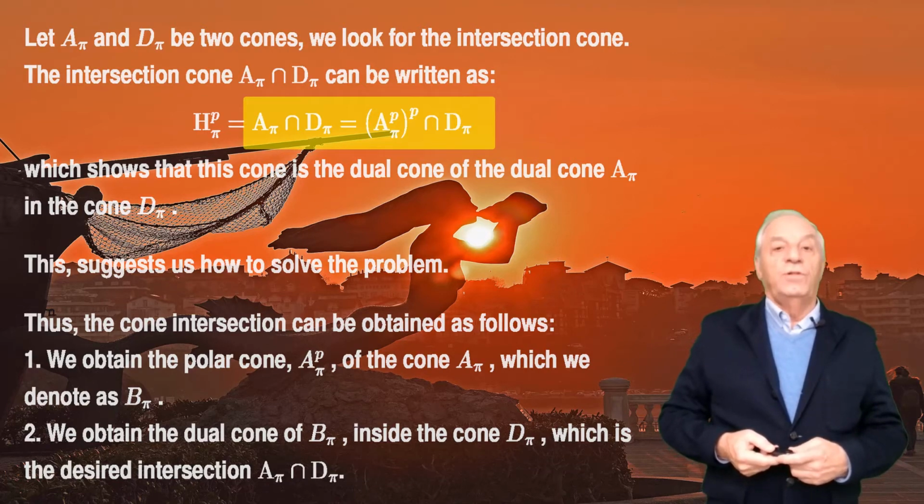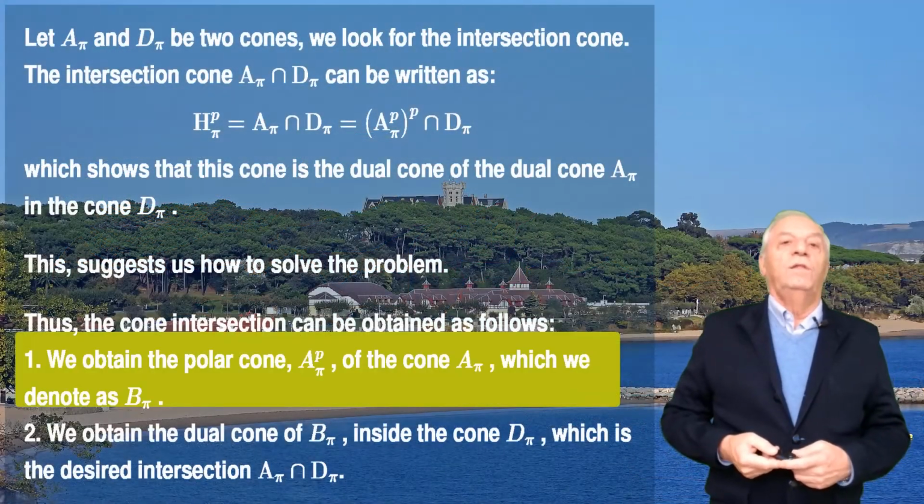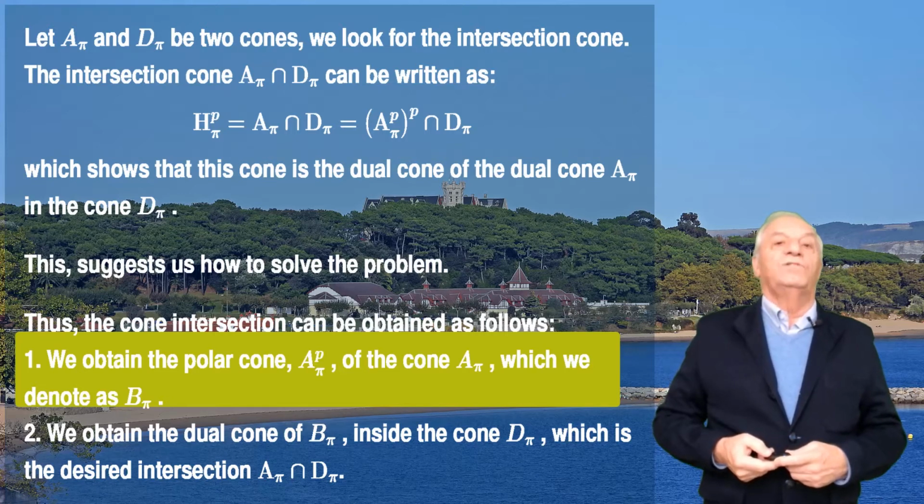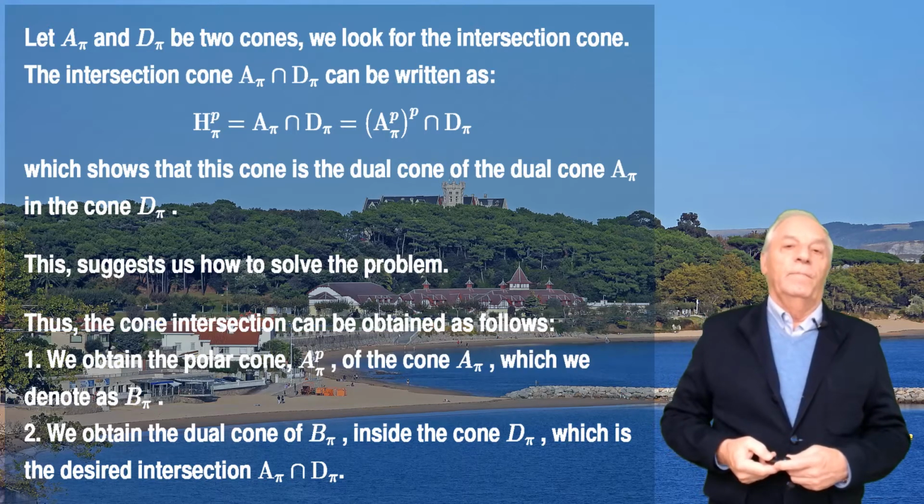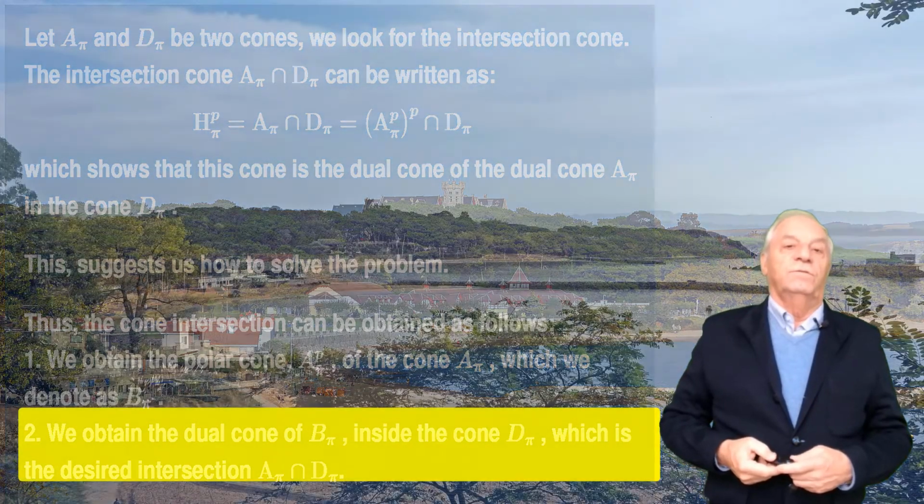Thus, the cone intersection can be obtained as follows. First, we obtain the polar cone A pi super P of the cone A pi, which we denote as B pi. Second, we obtain the dual cone of B pi inside the cone D pi, which is the desired intersection.